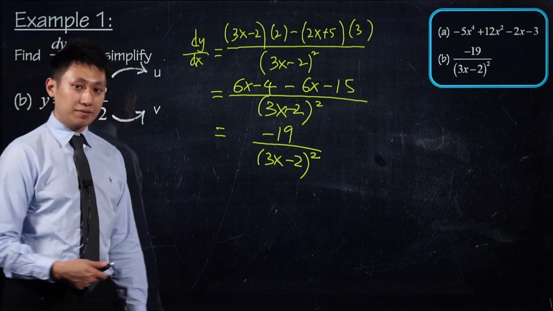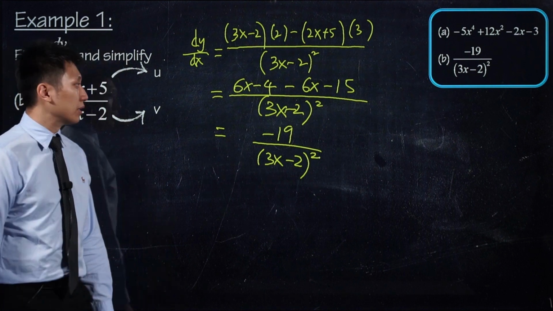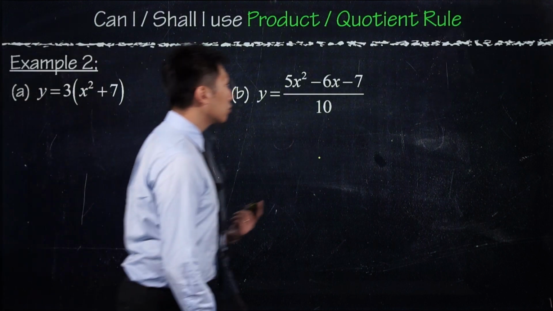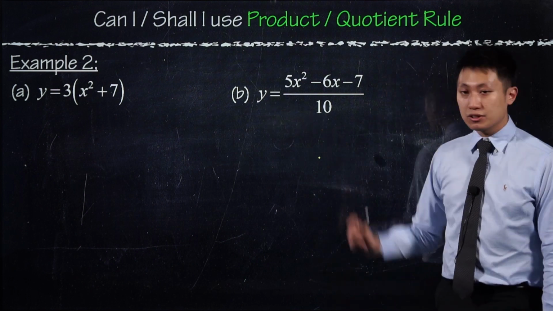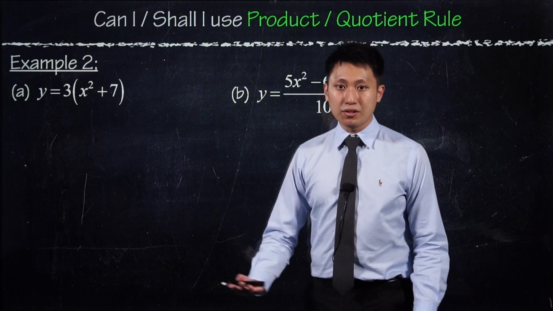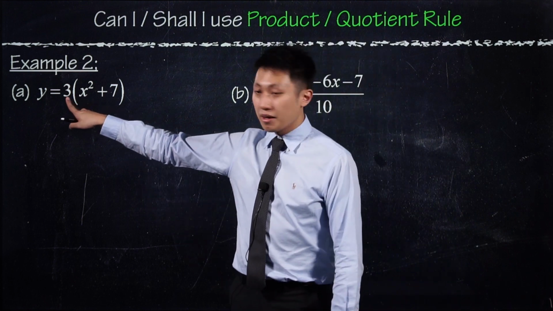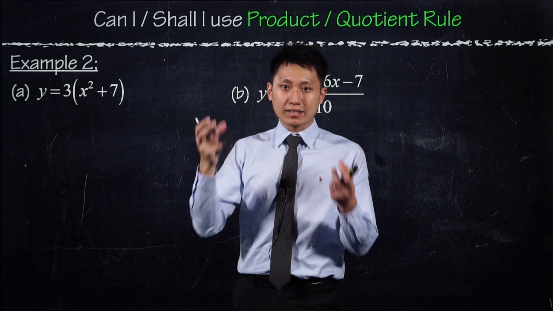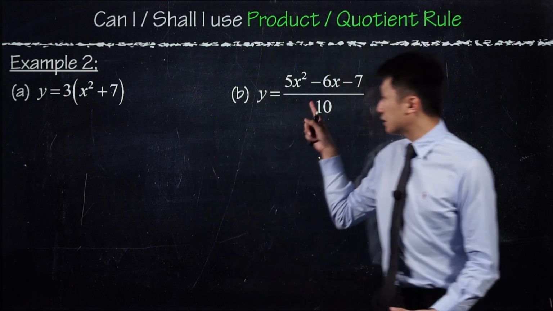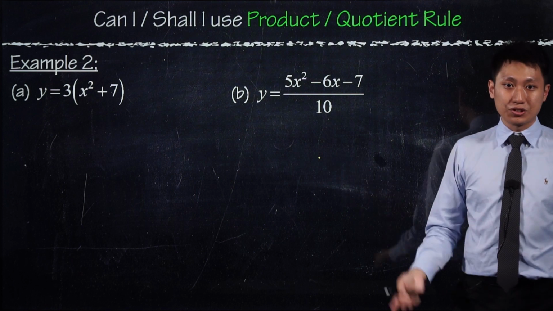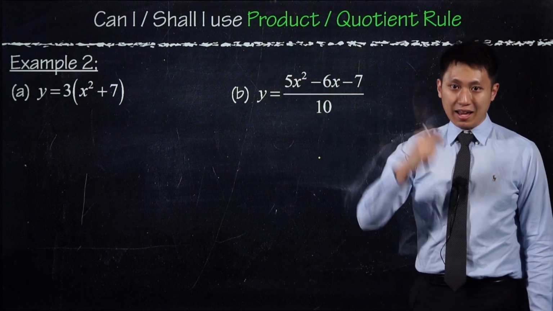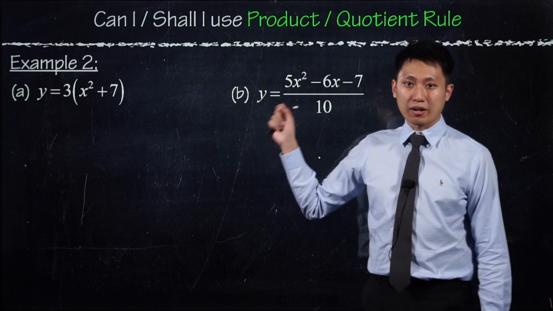Right? You're good? Then let's move on to the next one. So can I or shall I use product or quotient rule on these two? Why do I ask this question? A lot of you will think that this one is a function multiplied by another one, so I should use product rule, and this one is something divided by something, so I should use quotient rule. The thing is, can I? Yes, you can use product rule and quotient rule.